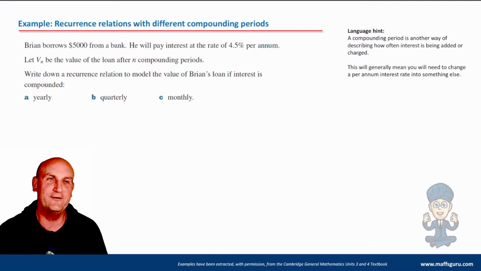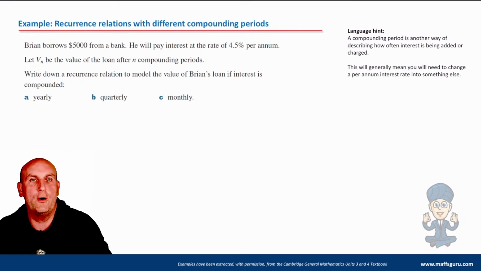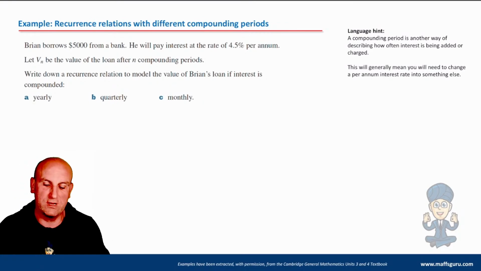All right, let's turn the calculator off for a moment. Brian borrows $5,000 from a bank. He will pay interest at a rate of 4.5% per annum. I'll answer sort of questions as we go on. Let Vn be the value of the loan after n compounding periods. Write down a recurrence relation.